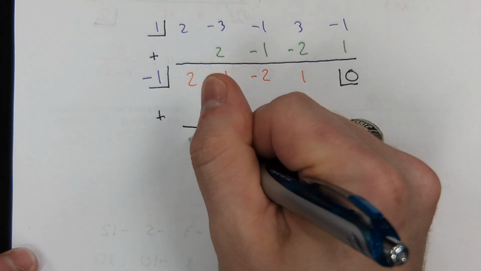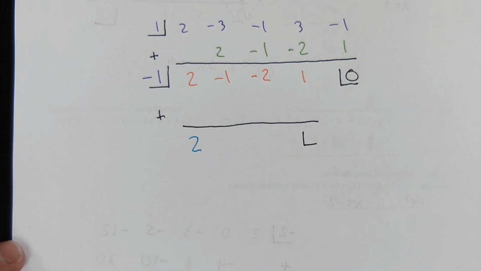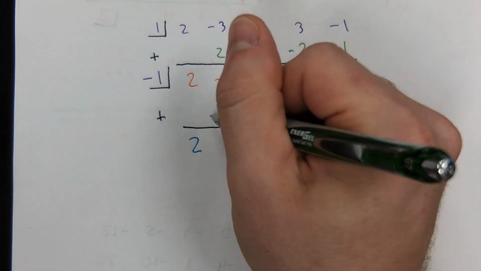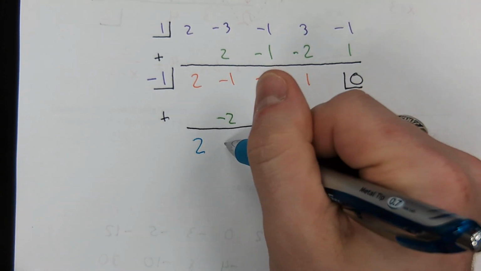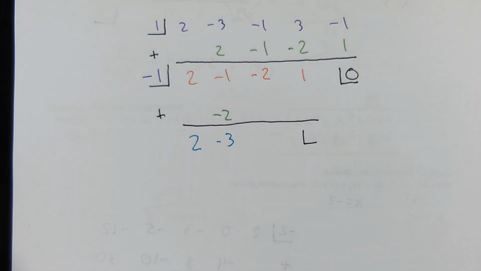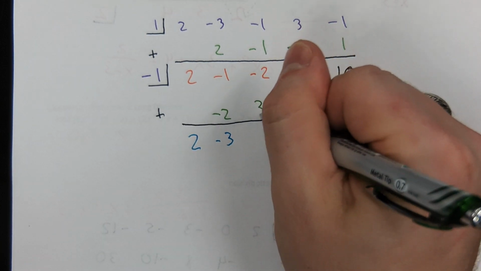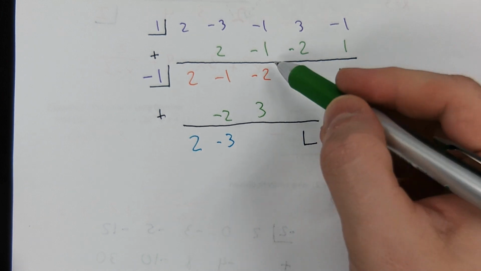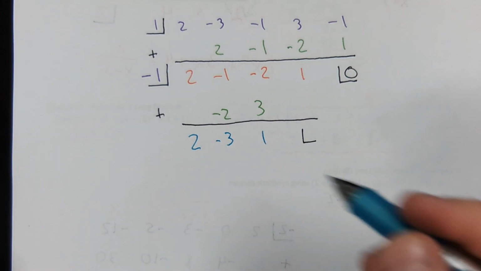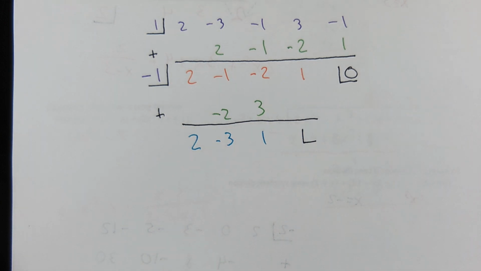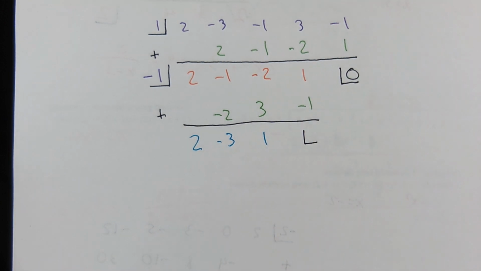Drop the 2 down. Negative 1 times 2 is negative 2. Negative 1 and negative 2 added together gets me negative 3. Negative 1 times negative 3 is positive 3. Negative 2 plus 3 is positive 1. Negative 1 times 1 is negative 1. And once again, I got nothing.